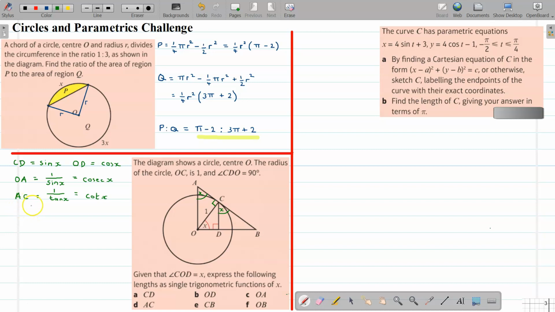Okay, and now we've got CB. Now CB, if we look at this larger triangle here, not the very large one, but this one here, using this x, CB is opposite, the adjacent is 1, CB over 1 is the tangent of x. So CB is simply tan x.